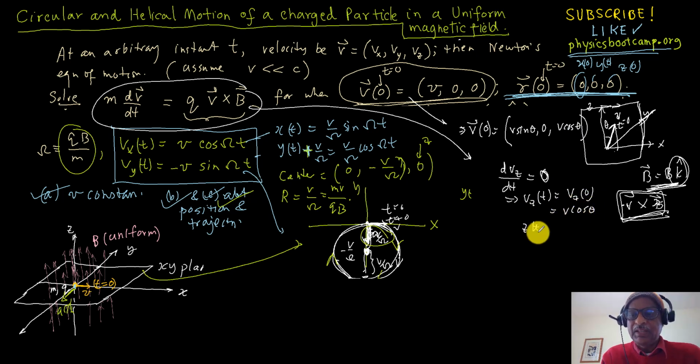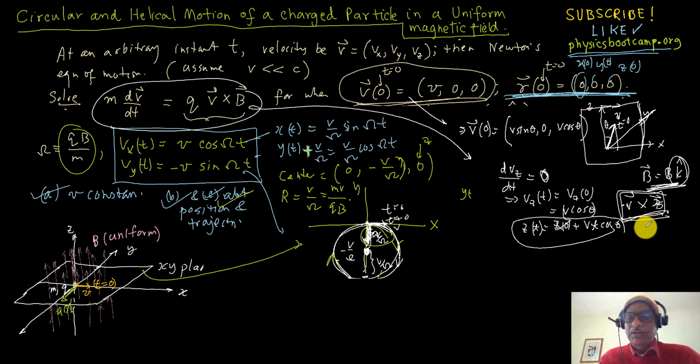The z of t will be z at 0 plus V, this is constant, so Vt times cosine theta, that's it. And this is 0. So it turns out that z increases linearly with t, so the z-axis increases linearly.